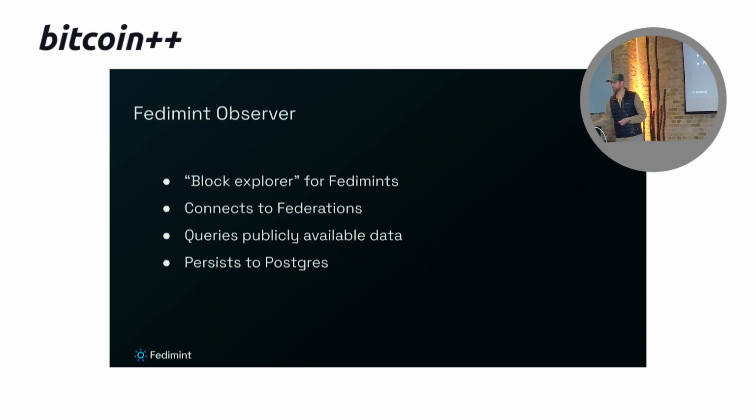All right, so Fedimint Observer. You can think of Fedimint Observer as pretty much just like a block explorer, but for Fedimints. It's not quite blocks, but we'll get into that. The way it works is actually pretty simple at a high level. You connect to a federation using an invite code, and then once you're connected to this federation, you're able to query all of the public endpoints of that federation. So once you're querying these, you can do whatever you want with that data and then persist it to a Postgres database.